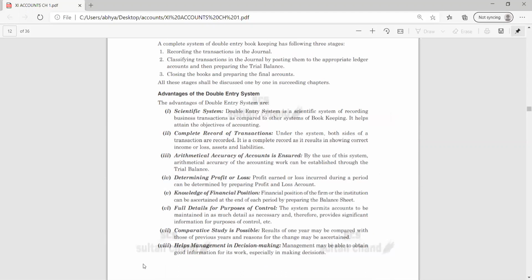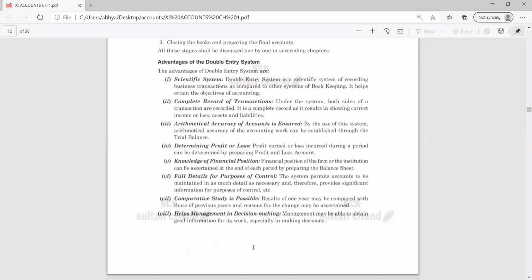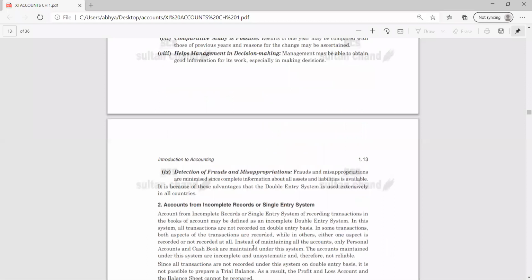I'm just reading the headings once again for better clarity. Scientific system: you can see that most points are the same as those we have already covered in previous topics, like objectives of accounting, role of accounting, advantages of accounting. It records the transactions completely. Arithmetical accuracy is the new point, because in the single entry system this is not available. Then determining profit or loss, knowledge about the financial position, full details for the purpose of control, then comparative study, then helping management in decision making, and finally the detection of frauds and misappropriation.